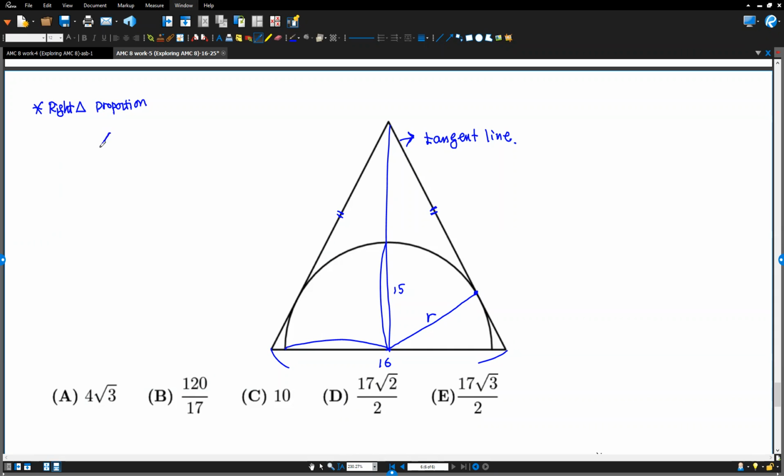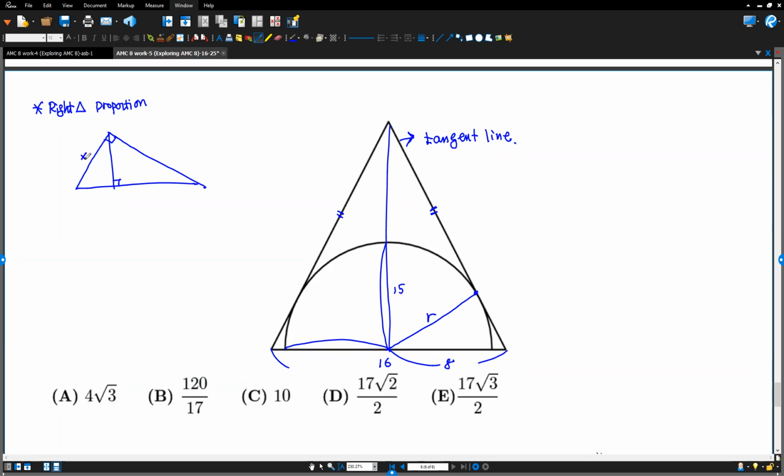Wait, isn't the radius 8? Let me check. Oh wait, never mind. This is 8, and this is a little shorter than 8, right? Never mind. A good try.